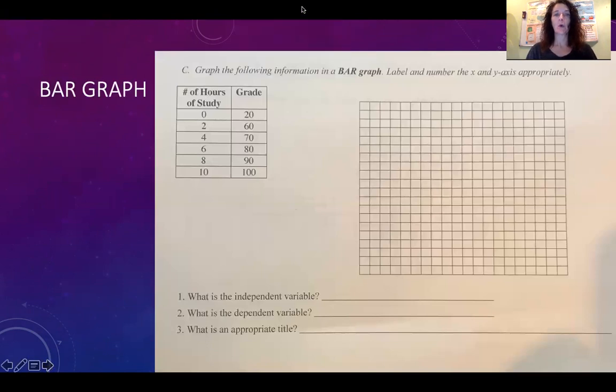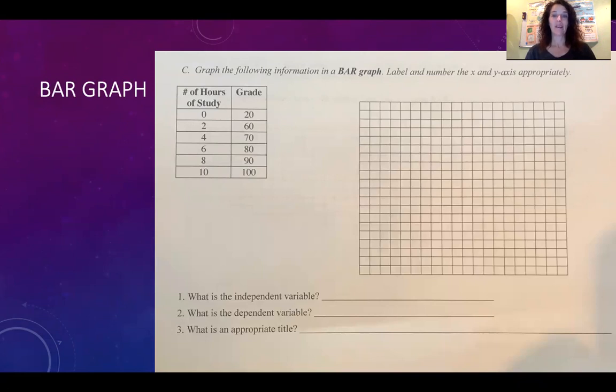Now, here is an example of a bar graph. Okay, we're going to label and number the x and y axis appropriately. Now you have this nice little square they've given you, but if you just have a big sheet of graph paper, make sure you leave yourself room on the edges to write. You need room for a title, you need room for a label on the y-axis, you need room for a label on the x-axis. Okay, so leave yourself some room. Don't try to smash it all up in the corner. That's not necessary. So this particular chart of information we have is how many hours did we study and what grade did we get for those hours of study.